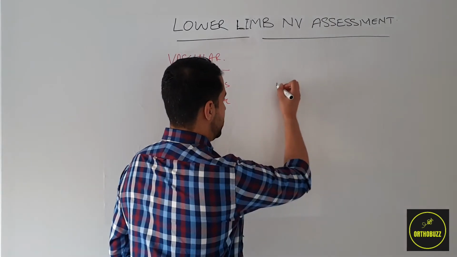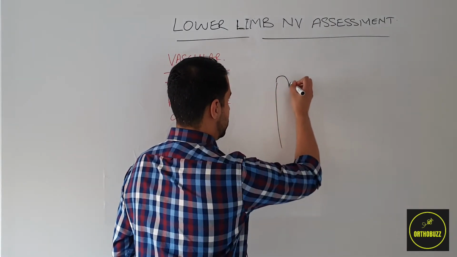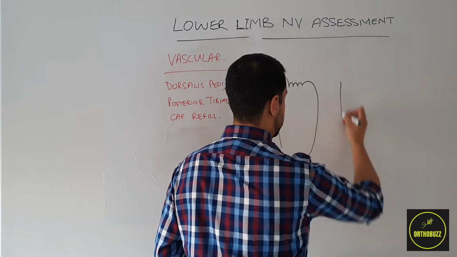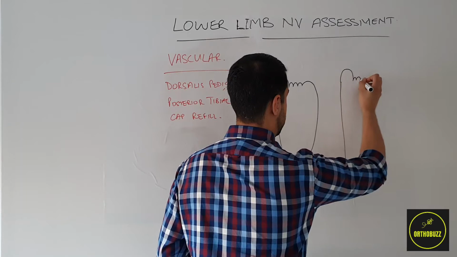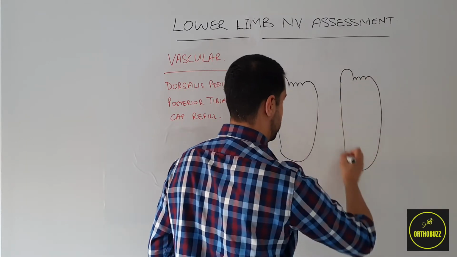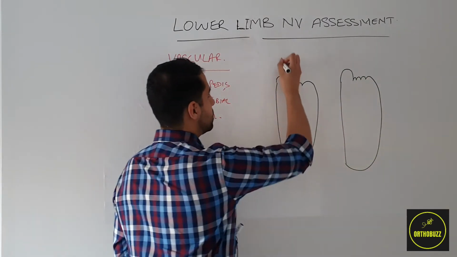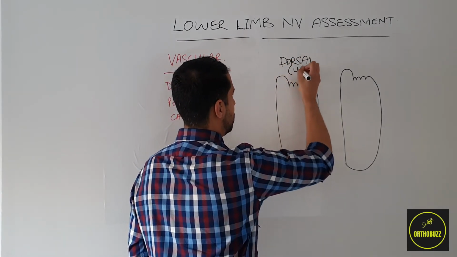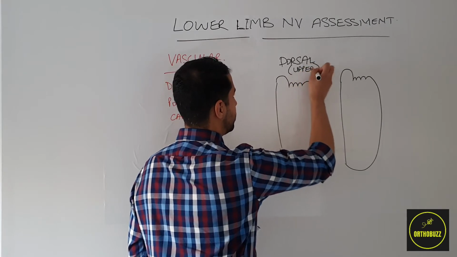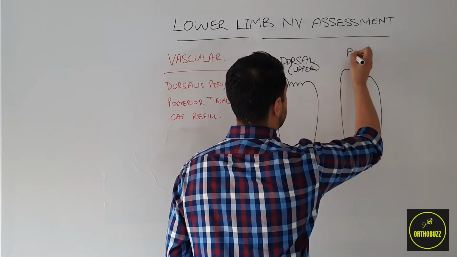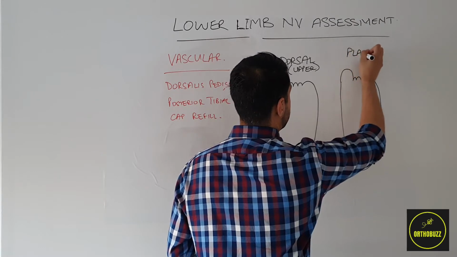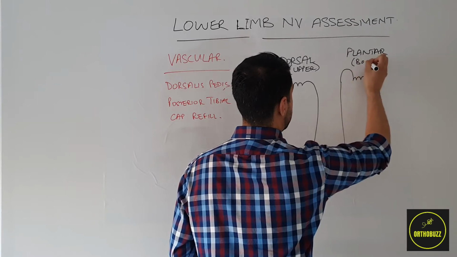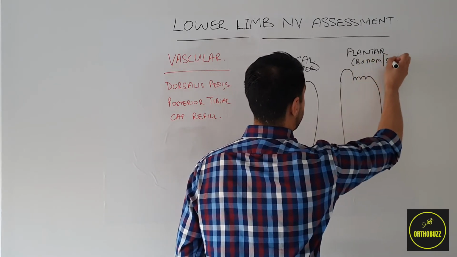So let's have a look at the dorsal, so that's the dorsal or upper surface of the foot, and here we have the plantar or bottom or sole of the foot.